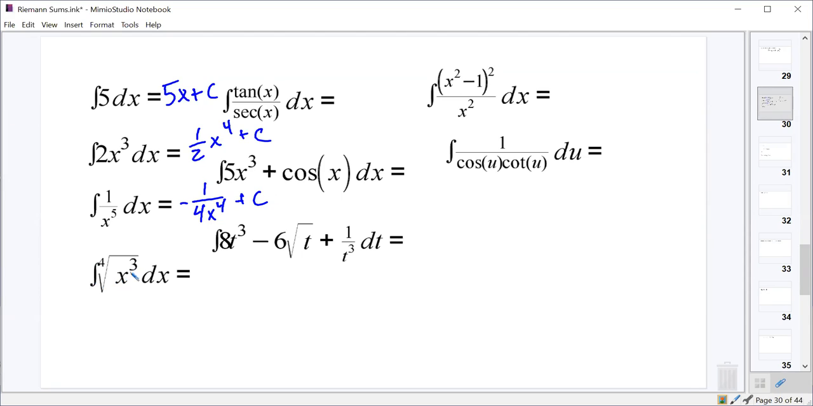And it still works for rational powers. X to the 3/4 should become what? X to the 7/4 divided by 7/4. So 4/7 x to the 7/4 plus our constant. Everybody good there?